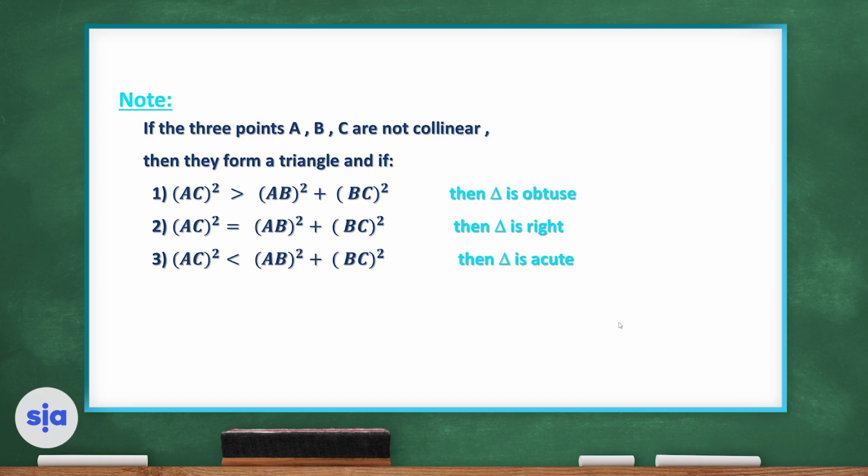Let's now move on to some notes. If the 3 points A, B, and C are not collinear points, then for sure they form a triangle. Let's now see some properties of this triangle.